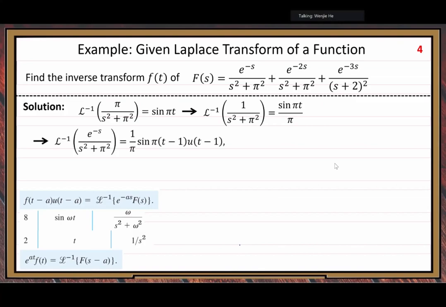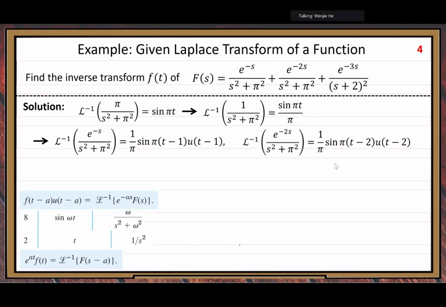For the first two fractions, we can apply this formula. Then, for the first fraction, the inverse Laplace transform of e to the negative s, we apply the second shifting theorem. Negative as, a equals 1, so t minus 1, and u of t minus 1. So that's the first one. Similarly, for the second one, just change 1 to 2.